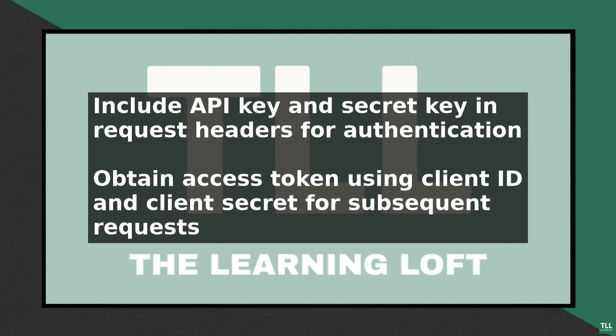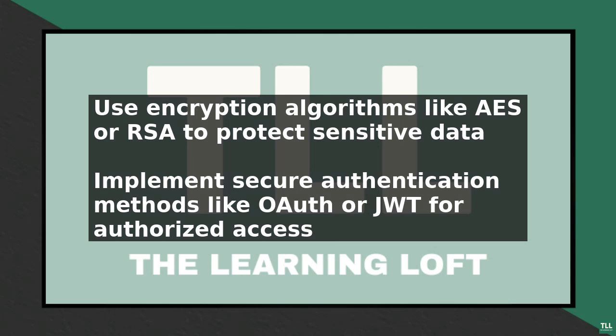Best practices for encrypting Bill.com API integration include using secure protocols, such as HTTPS, and encryption algorithms, such as AES or RSA, to protect sensitive data. You should also use secure authentication methods, such as OAuth or JWT, to ensure that only authorized applications can access the Bill.com platform.